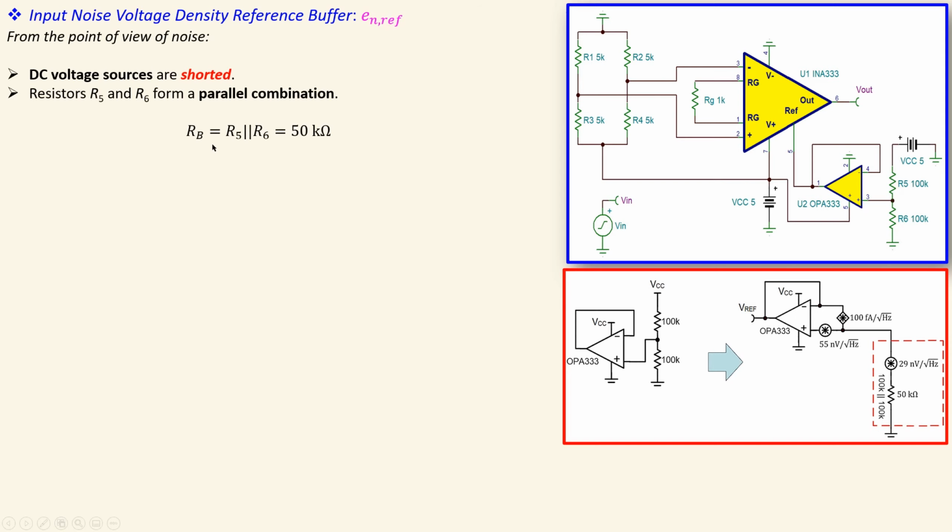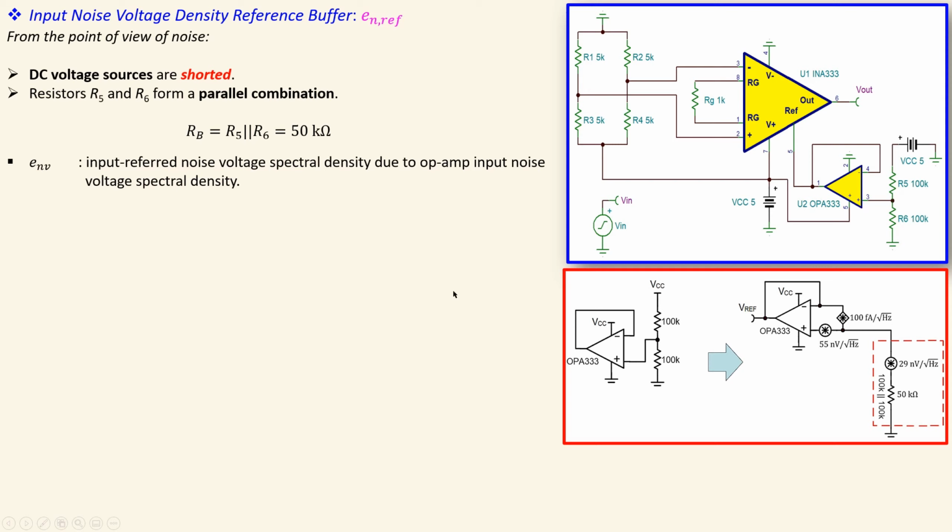Now the RB, we just renamed it RB. That's the parallel combination of R5 and R6. That's then 50 kilo ohms, just the parallel combination of 100 kilo ohms and 100 kilo ohms. Okay, we have the input referred noise voltage spectral density due to the op-amp input noise voltage spectral density. So that's actually this source here that of course has its own contribution at the input.